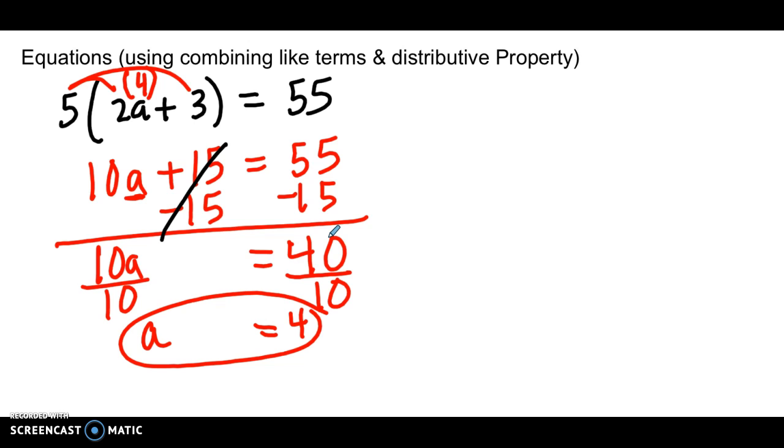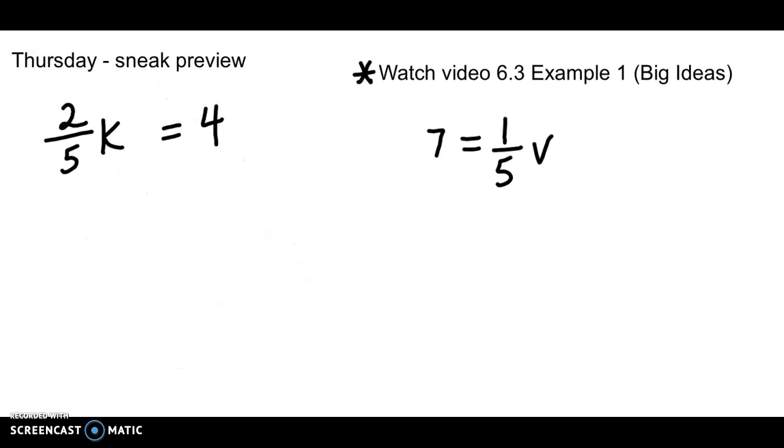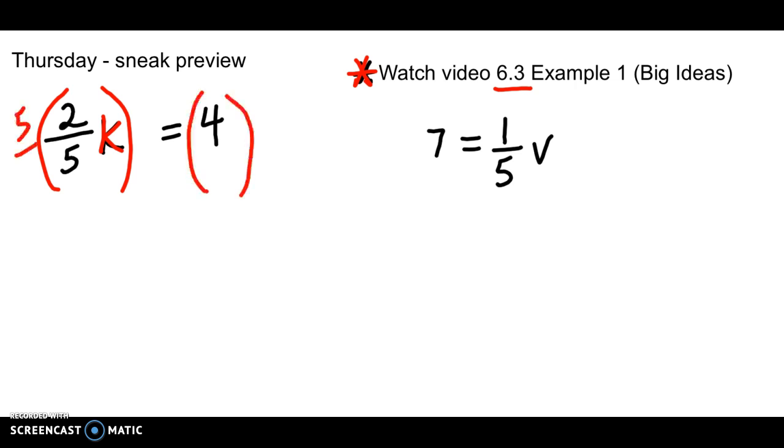You got it right. And finally, here's a sneak peek for what we're going to do tomorrow. If you didn't have time to watch the video, it's 6.3, example 1. If we have an equation like this to solve, we have 2/5 k equals 4. We want to get k by itself. That's our variable. So let's multiply both sides by the reciprocal of 2/5. Watch what happens when we do that. Here's 5 halves, and here's 5 halves. Anything we do to one side, we have to do to the other.